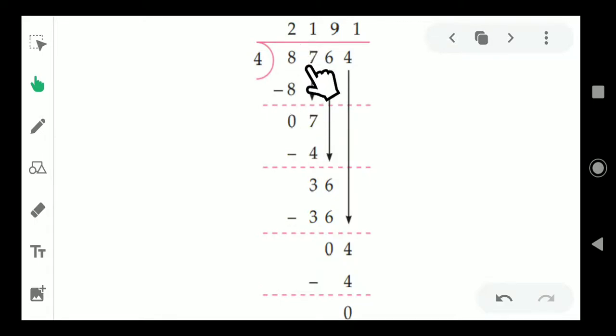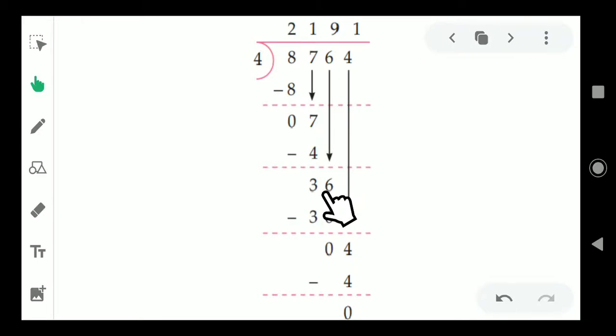In 0, there is no 4. So we should take down the next digit down. Take down 7. In 7, how many 4s are there? Only 1. 1 into 4 is 4. 7 minus 4 is how much? 3. In 3, there is no 4. So take down the next digit. 6. Now it becomes 36.